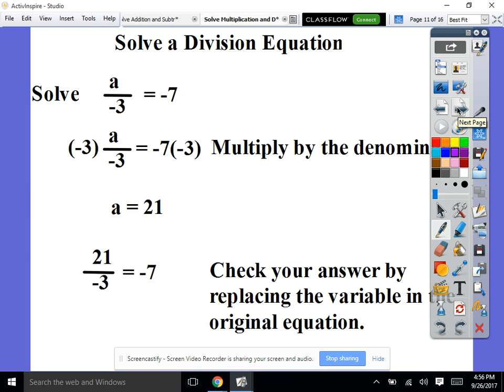A divided by negative 3 equals negative 7. We're going to multiply by the denominator of negative 3, which cancels out, leaves us with A. Negative 7 times negative 3 is 21. And if we want to check that, we put this back in for A. 21 divided by negative 3 equals negative 7. So we know our answer is correct.